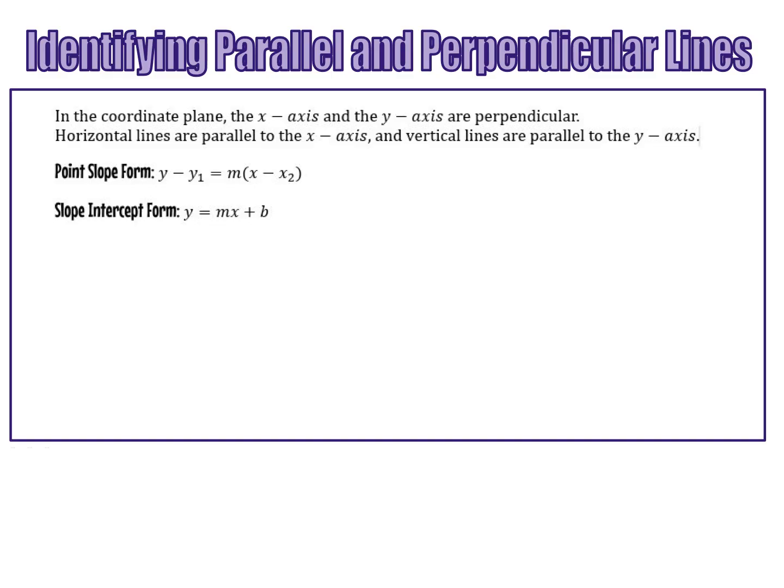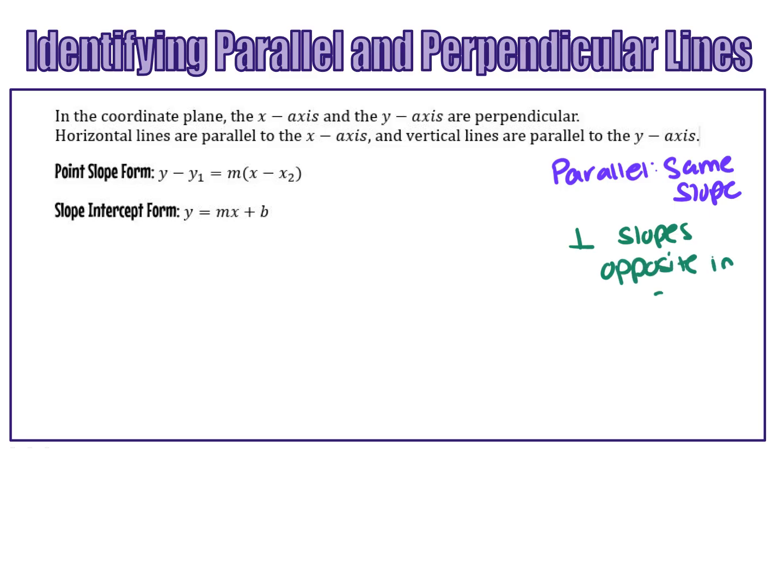All right, so what we have learned and discussed previously is that if two lines are parallel, that means that they have the same slope. We also know that if two lines are perpendicular, their slopes are opposite in sign, so one of them is positive and the other is negative, and they are reciprocals of each other. And we have talked about how that actually means that if you multiply their two slopes, you would get -1.